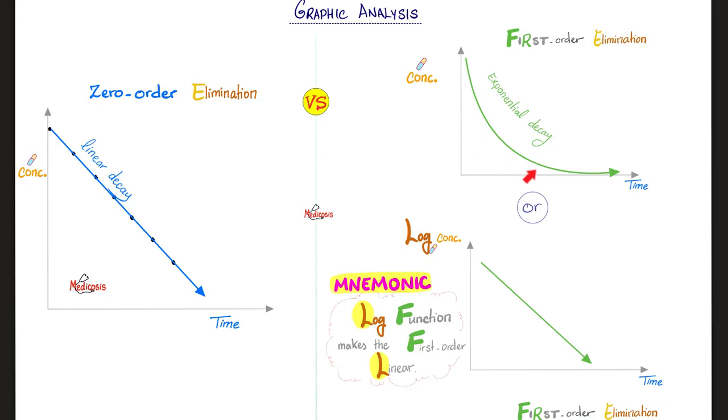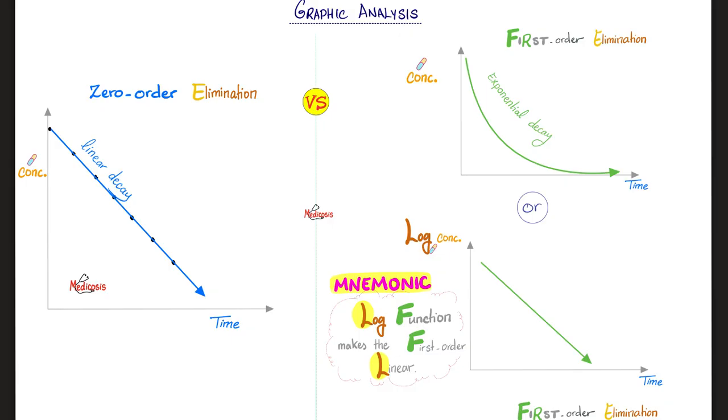Okay, got you. But if you look at the graph and it's linear decay, stop and think. Look at the y-axis. If it's just good old concentration, this is zero order elimination. But if this has been modified to log concentration, this is the first order elimination as well. Zero order elimination has 1 shape. First order elimination has 2 shapes depending on who is on the y-axis. Pause and review. There is a great mnemonic for this. The log function is going to make the first order linear. Get a piece of paper, draw the 3 possibilities.